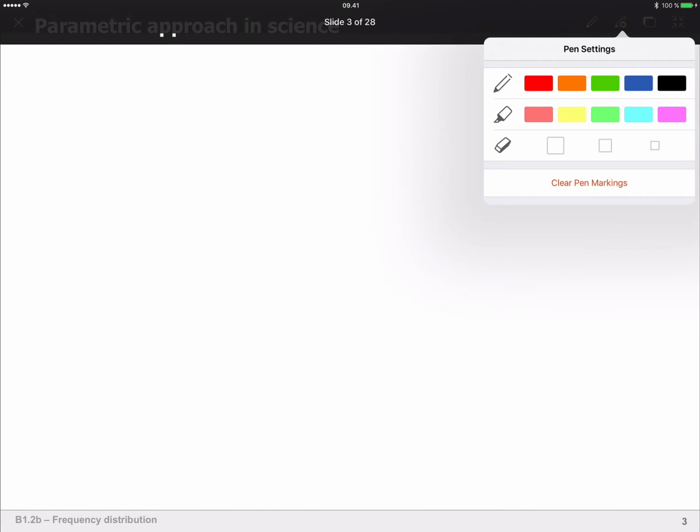I will show you two examples, one from physics and one from biology. Just some very simple examples so that you understand how the parametric approach works and what the benefits of using it are. Let's say we have a piece of metal. We don't know what metal it is, and we would like to investigate how this metal conducts electricity.